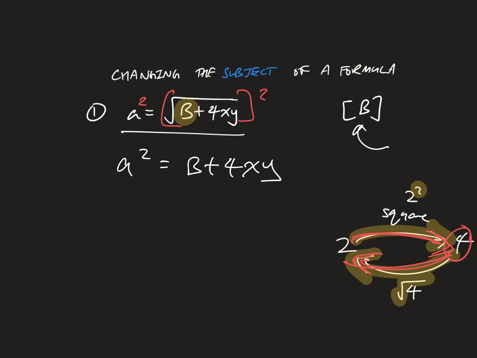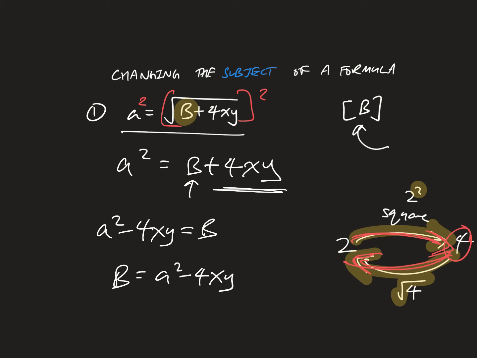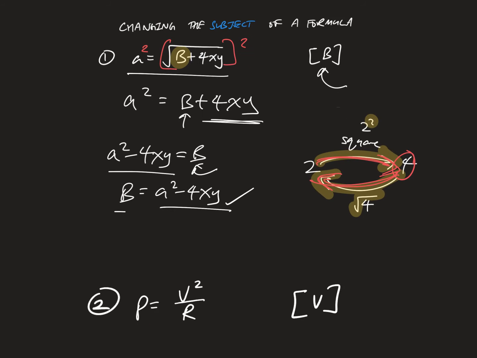Great. We remove the root. We just need to get rid of this now so that we can make b on one side. So let's make it a squared minus 4xy equals b. And then finally, just make it b equals a squared minus 4xy. We're done. You notice if I isolate b on one side, even if it's the right-hand side, I can just flip it around because it means the same thing. These two equations mean the same thing. So I don't really mind if b is on the right-hand side. I can just flip it around easily.